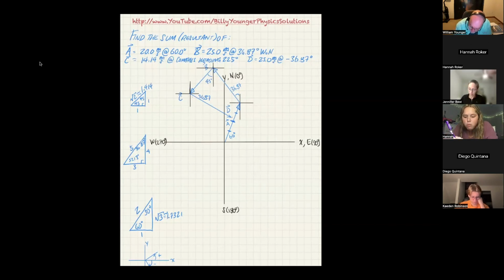All right, so what I'm going to do is show you what the resultant is. Remember, the resultant is the vector that's drawn from the tail of the first to the head of the last. So in this case, the resultant is that vector right there. And that's R is equal to A plus B plus C plus D. Okay, now how do we go about adding this?